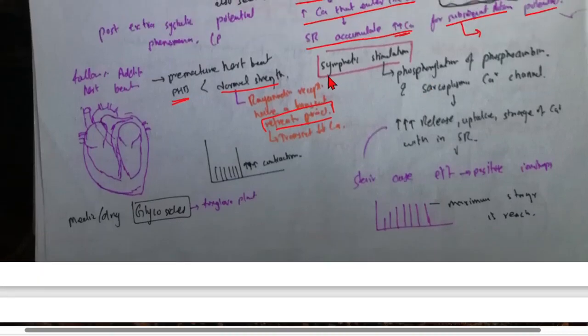Now another thing is sympathetic stimulation. Sympathetic stimulation involves phosphorylation. We have already explained sympathetic stimulation, and we will explain this in another video. Sympathetic stimulation causes phosphorylation of phospholamban and the sarcoplasmic calcium channel. The first thing is it increases the release, uptake, and storage of calcium within the sarcoplasmic reticulum. If more calcium is released, then storage of calcium in the sarcoplasmic reticulum is also more, and by the staircase effect, like stairs, the contractility is increased, positive inotropic.